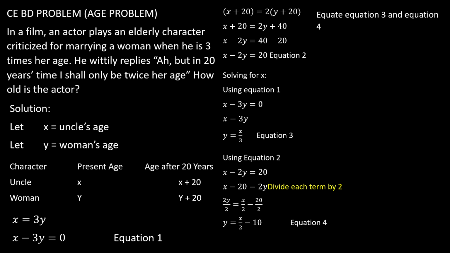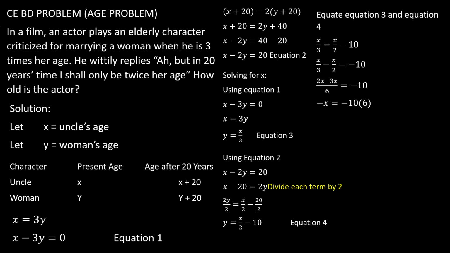After obtaining both equation 3 and equation 4, we can then now equate both equations. Our equation now will become x over 3 equals x over 2 minus 10. For the continuation of our calculation, we have now the difference of x over 3 and x over 2 be equal to negative 10. Simplifying our equation will become 2x minus 3x all over 6 equals negative 10. And then here, we can cross multiply 6 to the right-hand side of the equation and be multiplied by the number negative 10. Negative x equals negative 10 times 6.